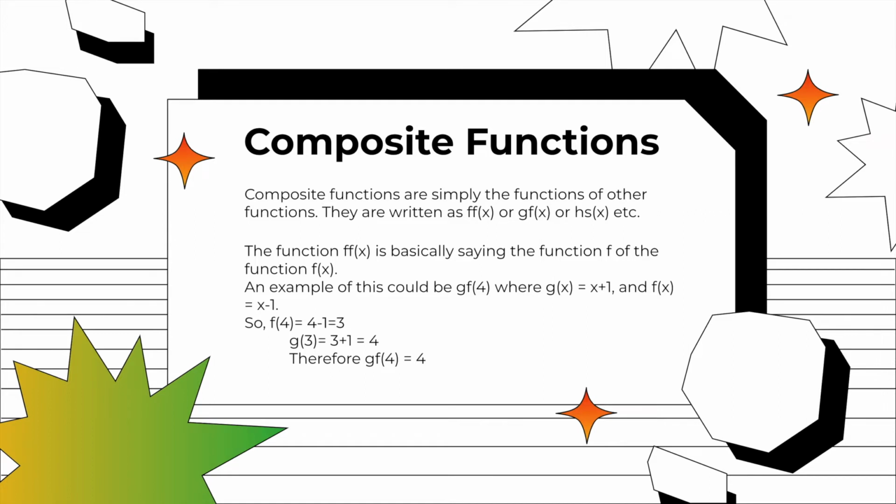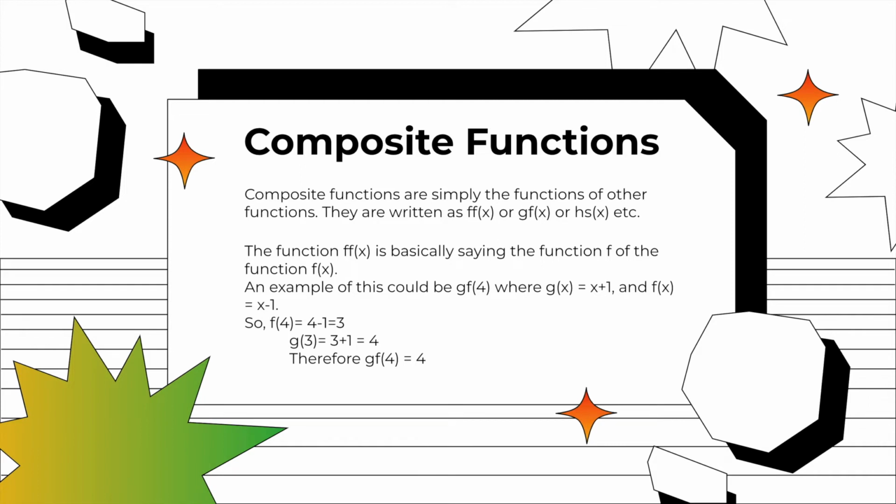An example of this could be gf(4), where g(x) is x plus 1 and f(x) is x minus 1. To solve gf(4), you input the value of 4 in the f function since that's first. So f(4) equals 4 minus 1, which is 3. And that value that you get, which is 3, you input into the g function, which is the next function. So you get g(3) equals 3 plus 1, which is 4. Therefore, the value of gf(4) equals 4.